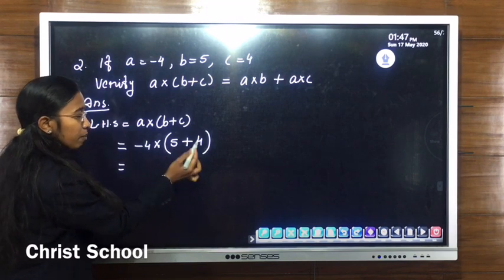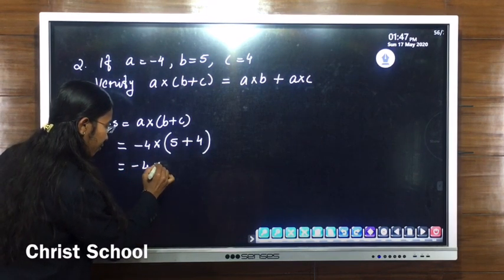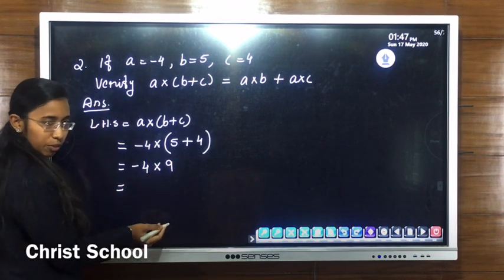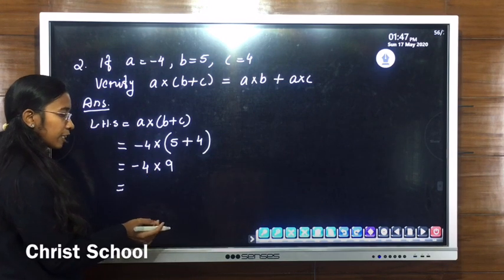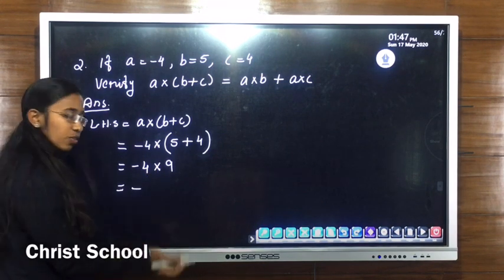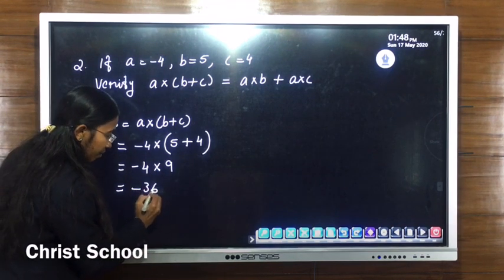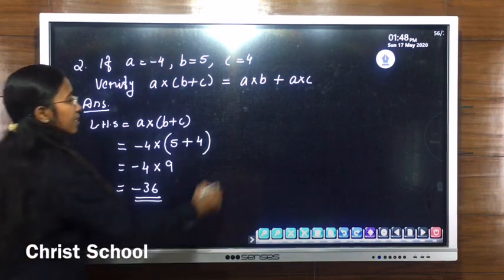That is, inside the bracket, 5 plus 4. What is the value of 5 plus 4? 5 plus 4 is 9. That is minus 4 into 9. This is unlike integers because one is negative and one is positive. In the case of multiplying unlike integers, our sign is always negative. 9 4s are 36. So our answer is minus 36.